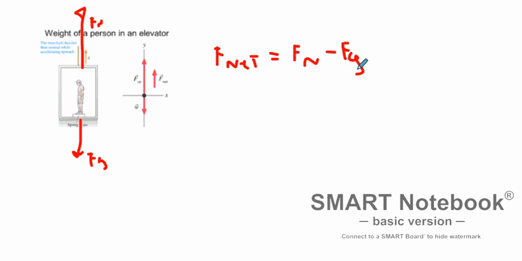So when I take force gravity over to the other side, I'll be subtracting and force normal will be less. So again, if I'm accelerating upwards, the scale is going to read more. If I'm accelerating downwards, the scale will read less, and the difference will be the ma that's involved.